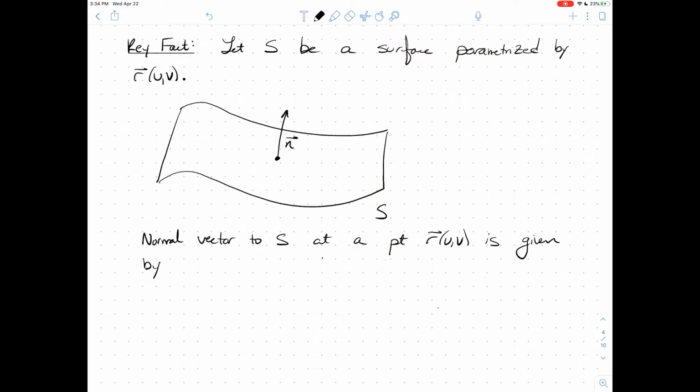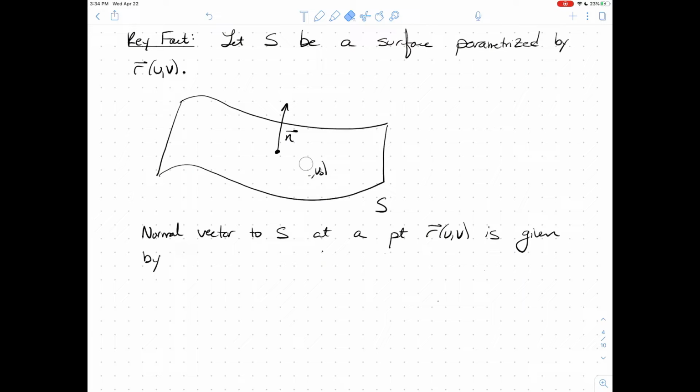So I want to look at a surface S that is a parametric surface, and let's assume that it's parametrized by some R of U and V. If I pick a point right here, this point corresponds to some R of U naught, V naught. You plug in a specific pair U naught, V naught, and you get out a point on the surface. And so I might want to know what the normal vector is to the surface at that point. Let's just think about this as some generic point, R of U and V.